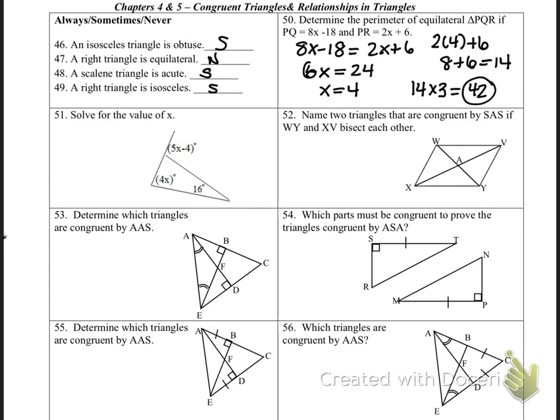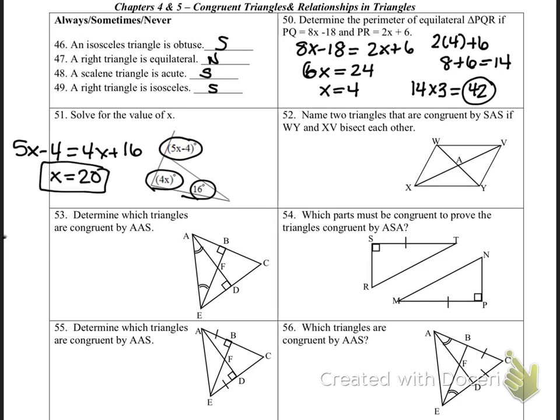51, it says solve for the value of x. Well, I know that this is an exterior angle, and because of our exterior angle theorem, we know that 5x minus 4 is equal to the sum of the two remote interior angles, so that's this angle and this angle. So I know that 5x minus 4 is equal to 4x plus 16. So this is going to be x equals 20. And we're done because they just want us to find the value of x.